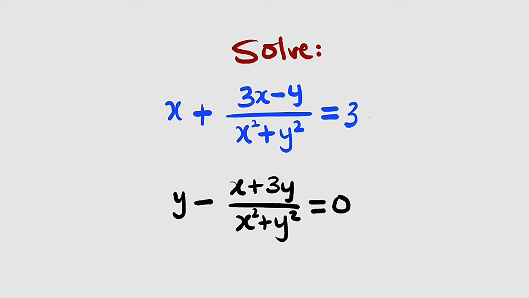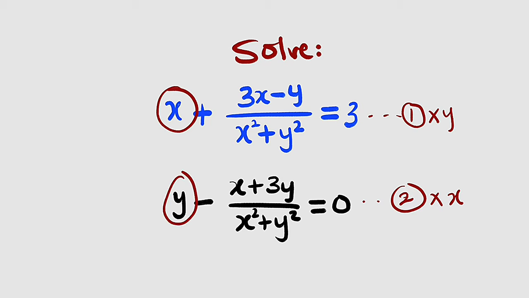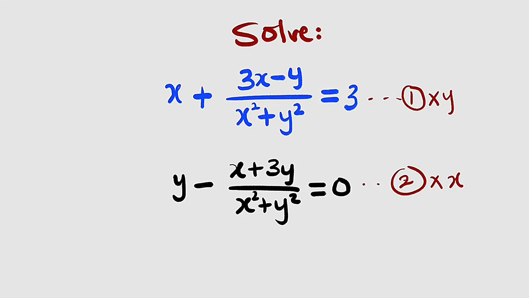So let me start by tagging this equation as 1 and this equation as 2. Secondly, I would like to multiply this by y and multiply this by x. Reason? Because I want to have common terms here. All right, let's do that.